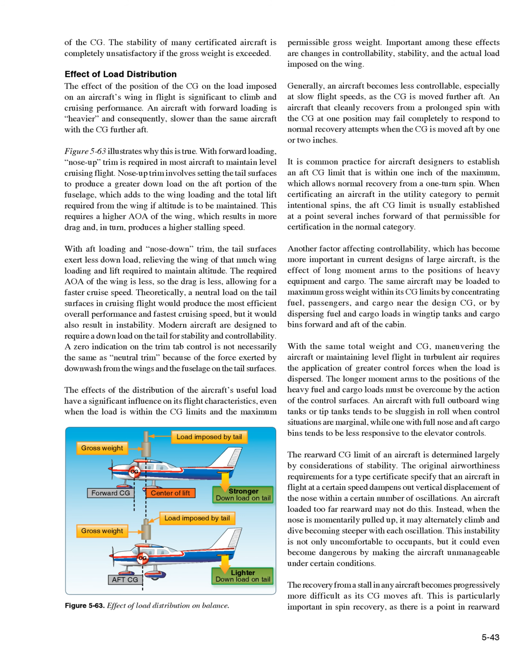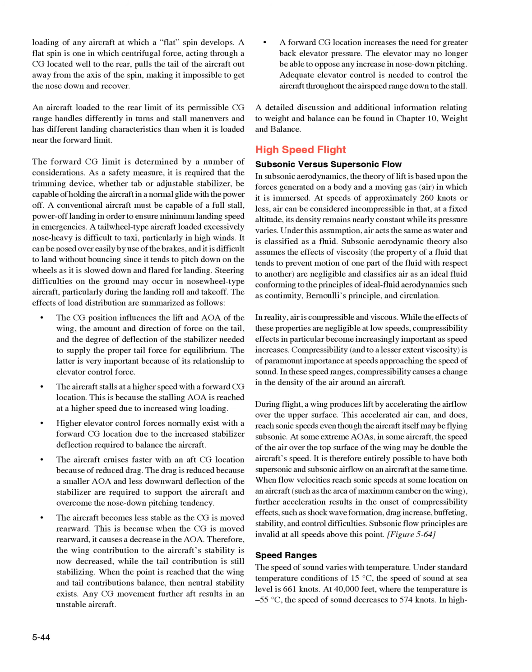This is particularly important in spin recovery, as there's a point in rearward loading of any aircraft at which a flat spin develops. A flat spin is one in which centrifugal force, acting through a CG located well to the rear, pulls the tail of the aircraft out away from the axis of the spin, making it impossible to get the nose down and recover. An aircraft loaded to the rear limit of its permissible CG range handles differently in turns and stall maneuvers and has different landing characteristics than when it is loaded near the forward limit.